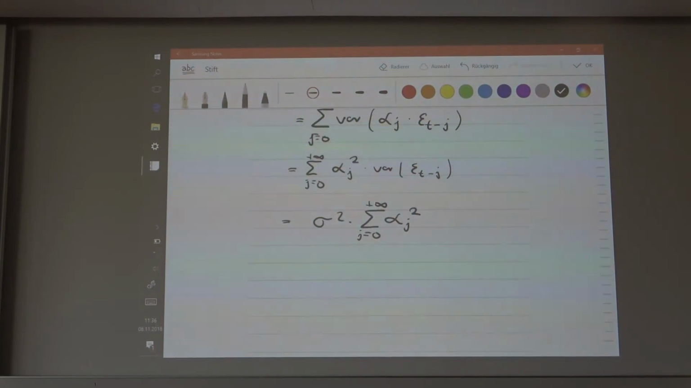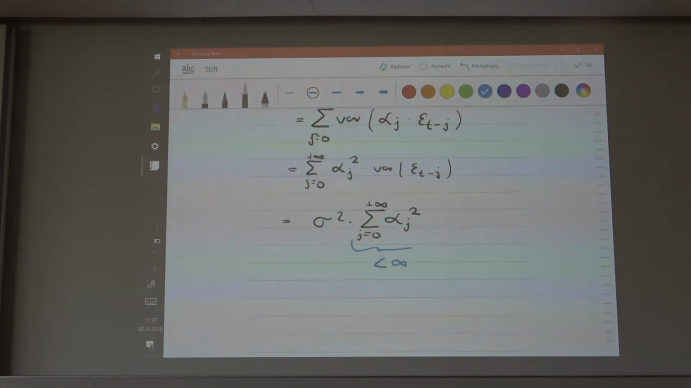Now this sum is finite because the coefficients are absolutely summable. If the coefficients are absolutely summable, then they are also quadratically summable. This is an implication that we can use. That's all you know about them. In general, you have to specify the coefficients first, and then calculate the corresponding sum, and this is going to be equal to the variance of the process.